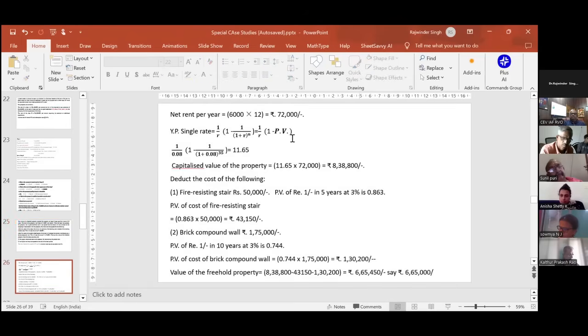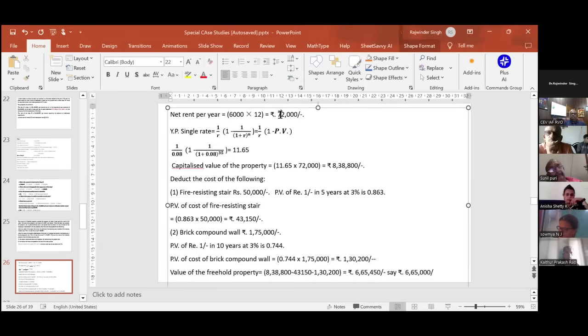So you calculate YP. This is the net rent per year. YP reversion, YP single rate. You need not calculate; you can simply do it in Excel. The value comes out to be 8,38,000. So now out of this, we will deduct the present cost of what is to be spent.